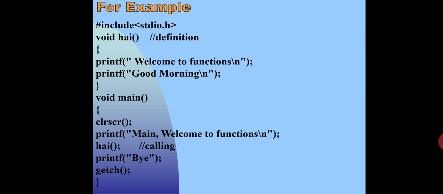Then it is calling the user defined function, that is hi. Then where will the control go? The control will be passed to that hi function. Then from there it will print welcome to the functions and good morning. Then it will return to the main function and then it will print bye. Like this it will be working.